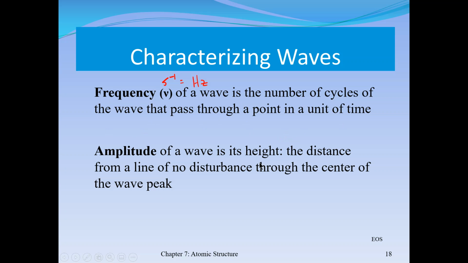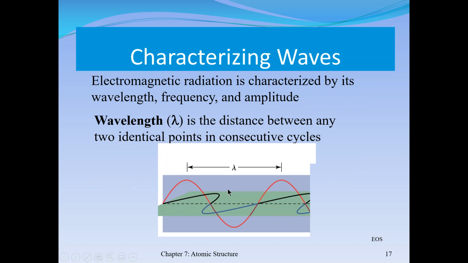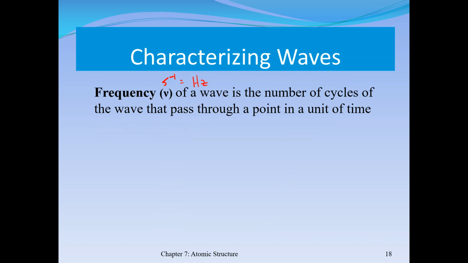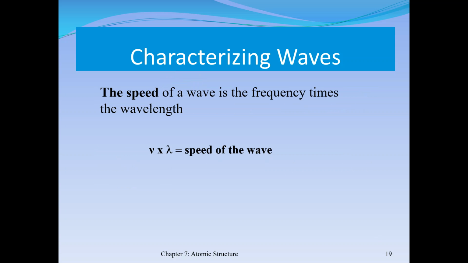And then we have the amplitude, which I talked about before. It is the wave at its maximum height, the distance from a line of no disturbance through the center of the wave peak. So going back to this here, the amplitude would be the distance from the maximum point of displacement here to the line of no disturbance. So that distance is the amplitude. Those are basically the three main properties associated with any waveform, doesn't matter what kind of wave.